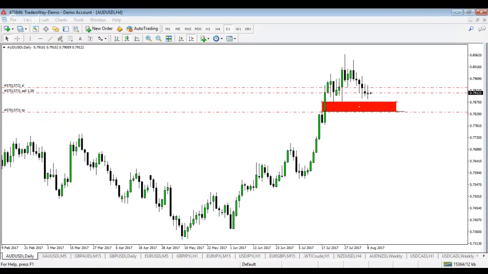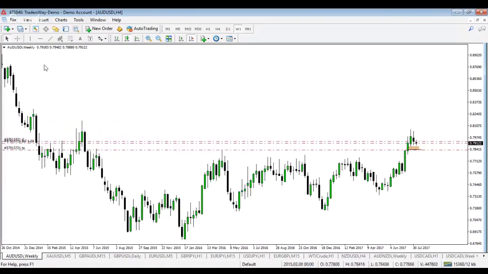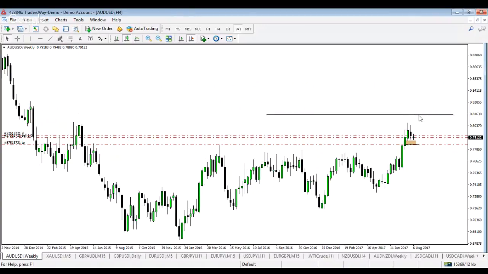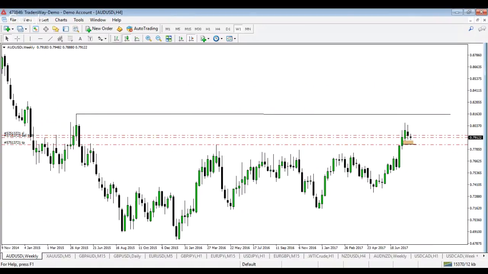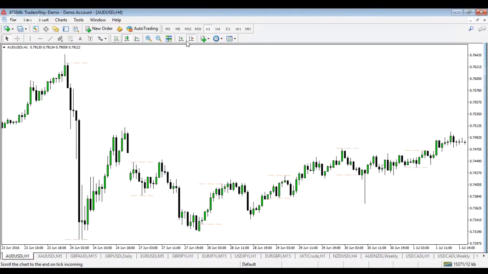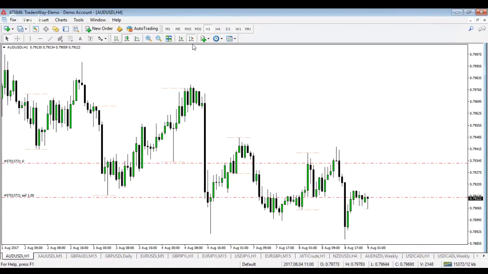So I'm really looking for price to get down there before it continues in an upward trend, because we have some higher target objectives. We have this high right here that we'll be looking for. So this is kind of a counter trend trade, but I think it's a good one, so I'm taking it.